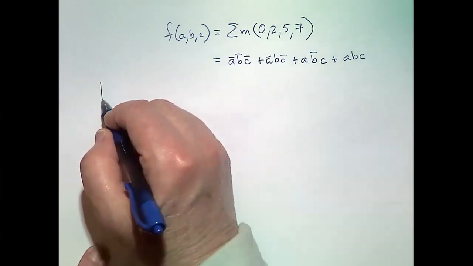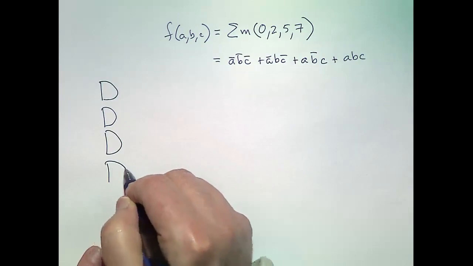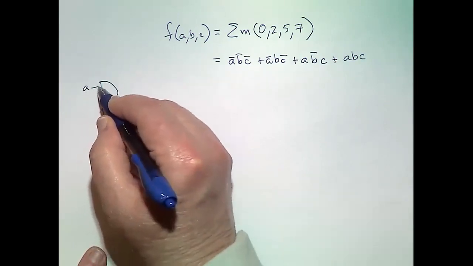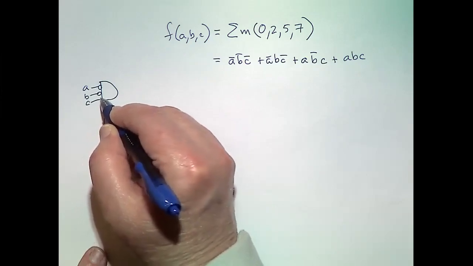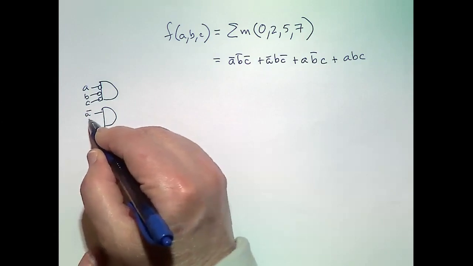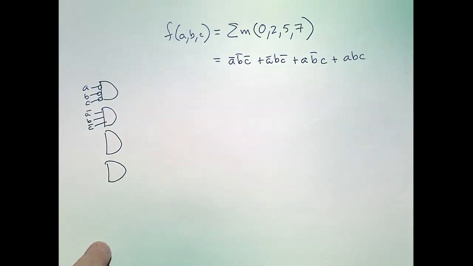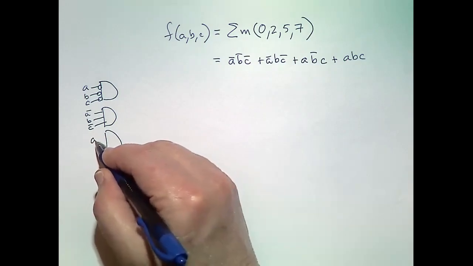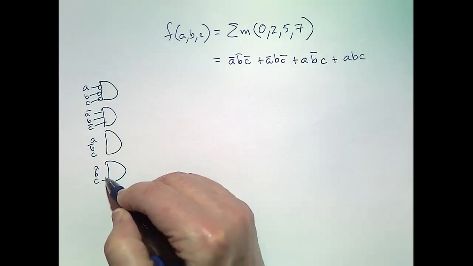Because all we need to do is, if we were to write an expression for this, we would just do A bar. And you can either put the bubbles here, or you can write A bar, B, C bar, okay? And I'm doing it both ways, so you know that either way is fine. Okay, so A, B bar, C, and A, B, C.